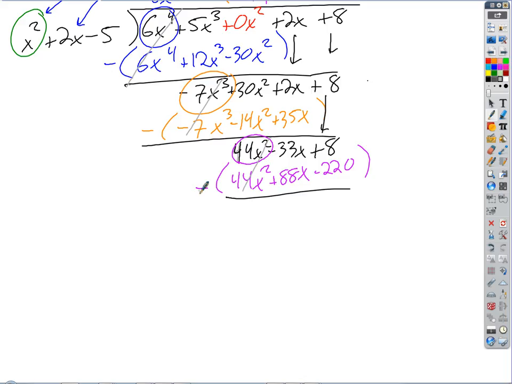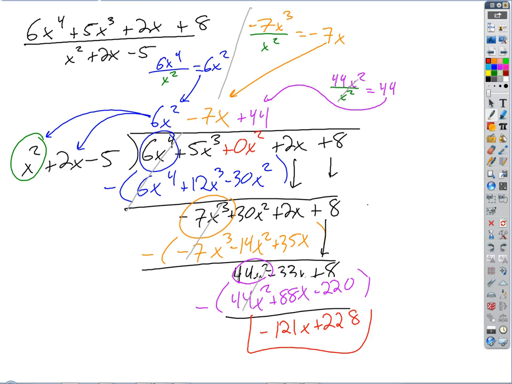Because 30 would make it negative 118, right? And then I'm going to take away another 3. So I get negative 121x, and then 8 minus negative 220 is what? 228. So that's my remainder, okay?